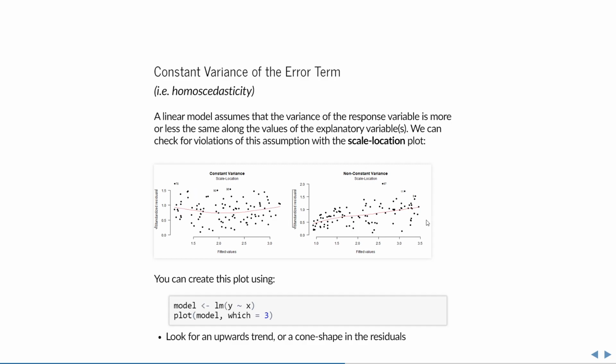And in the second plot, I have simulated data that has very strong non-constant variance. And you can observe two things here. First, the red smoothing line is slowly going up, which means that the variance is going up. And second, you can see a cone shape, which means that over here the data are clustered very tightly. Over here there's a much larger spread, so a cone like this appears. You can create this plot using plot(model) again, and then you choose which = 3. And what you want to look for is either an upwards trend or a cone shape in the residuals.